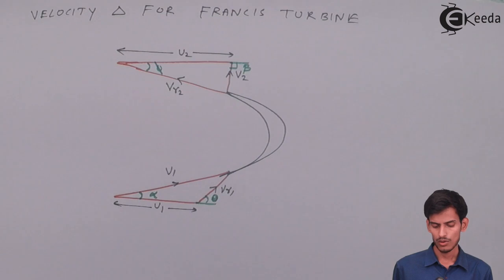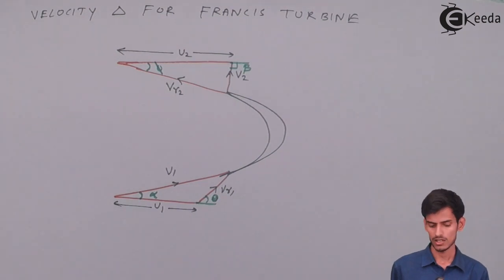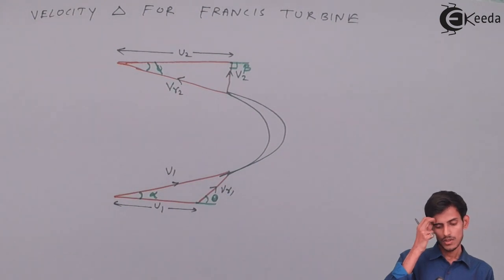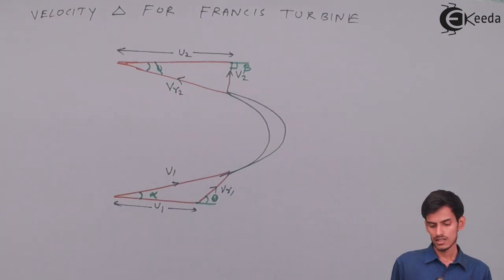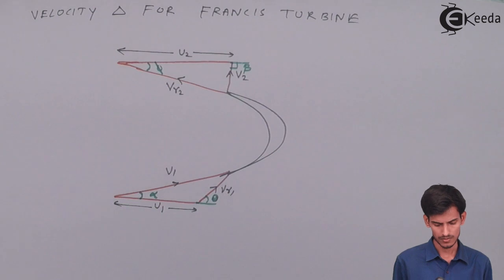So this is how the triangle looks like for velocity. This is how the velocity triangle looks like for Francis turbine. The beta value is always 90 degrees in case of Francis turbine. Now comes the whirl velocity and the flow velocity. We all know that the whirl velocity is nothing but the component of the absolute velocity.